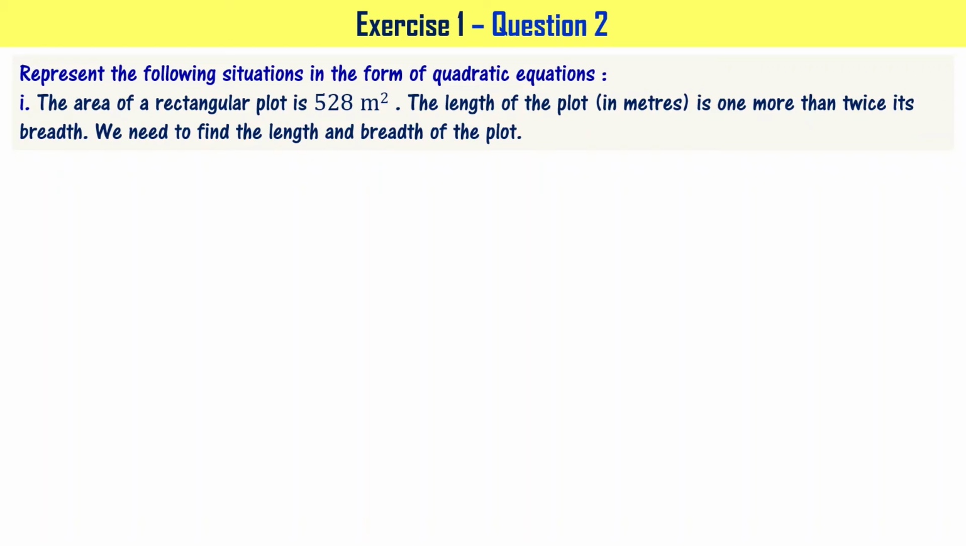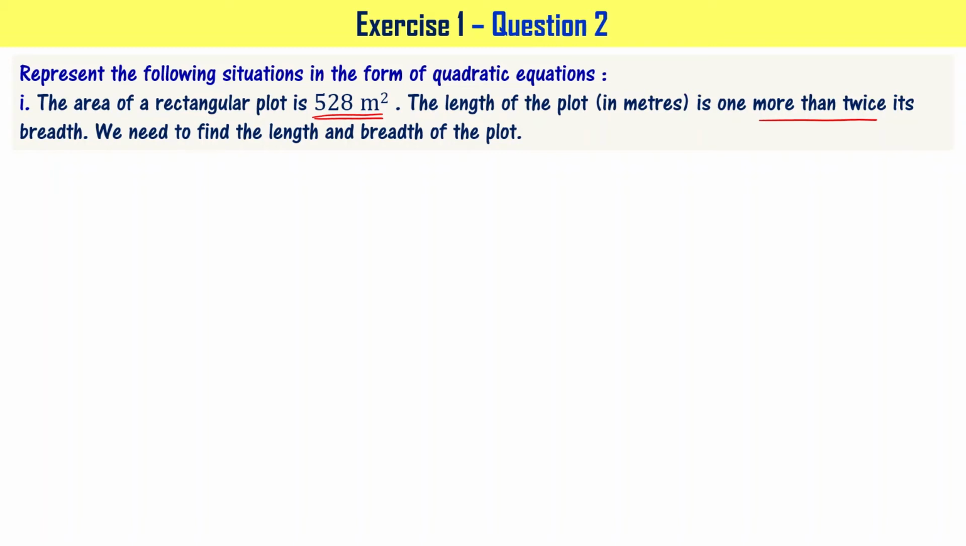Area of rectangular plot is 528 meters square. Area of rectangular plot is given, that is 528 meters square. Length of the plot is 1 more than twice its breadth. You know that rectangle will have length and breadth, right? Length of that plot or length of that rectangle in this particular scenario is 1 more than twice its breadth. We need to find the length and breadth of the plot.